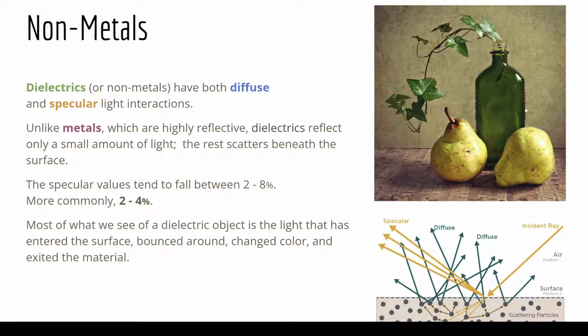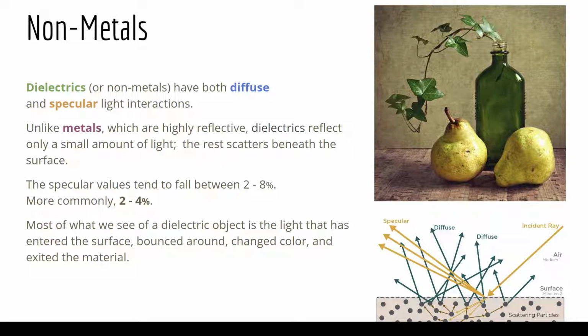Nonmetals, as we mentioned before, is essentially all other basic types of materials. And we call those dielectrics. So dielectrics are normal materials and they have that diffuse and specular light interaction. So unlike metals, which are highly reflective, dielectrics actually reflect only a small amount of light. The rest actually enters the surface and scatters around.